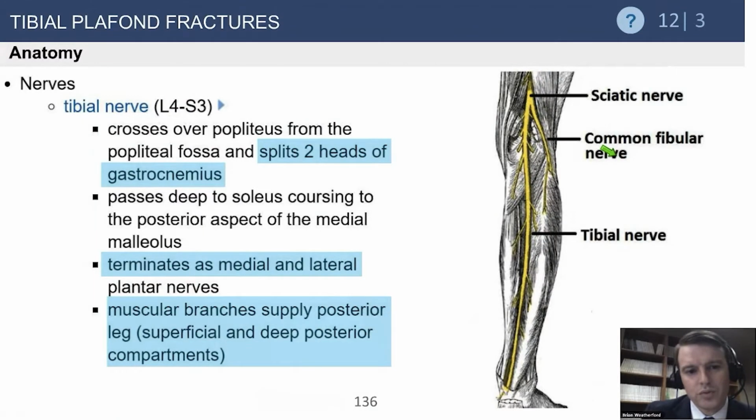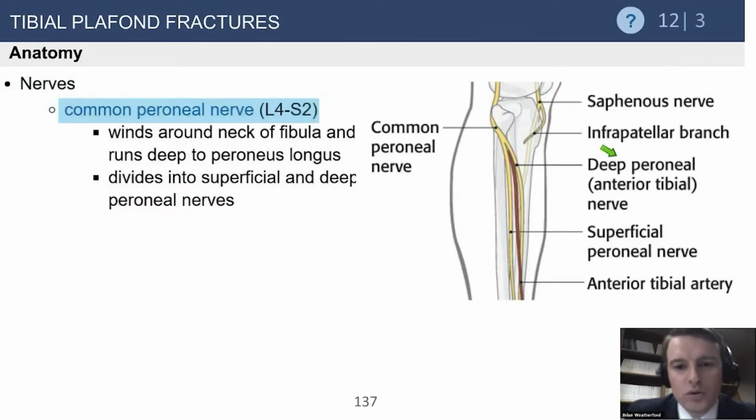The tibial nerve will cross over the popliteus and then split between the two heads of the gastrocnemius. It gives off the peroneal nerve you see here, and then the tibial nerve runs down the back of the leg. It terminates as the medial and lateral plantar nerves at the level of the medial malleolus, or sometimes just proximal to it. The muscular branches supply the musculature of the posterior leg, the superficial and deep posterior compartments. The common peroneal nerve will cross just under the neck of the fibula. It runs around the neck of the fibula, deep to the peroneus longus, and then divides into the superficial and deep peroneal nerves.